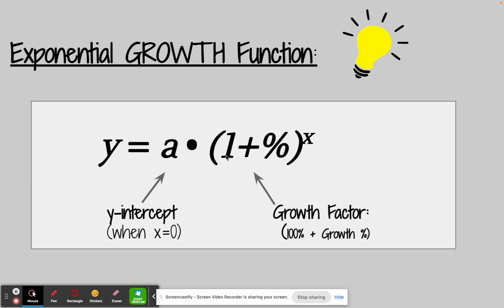Well, where does this 1 come from? Well, 1, if I wrote it as a percent, is 100%. So if we're growing at a rate of 25% a year, we have the amount we started with plus our additional 25%. So that's where that 1 comes from. And x is how many time periods we're talking about.